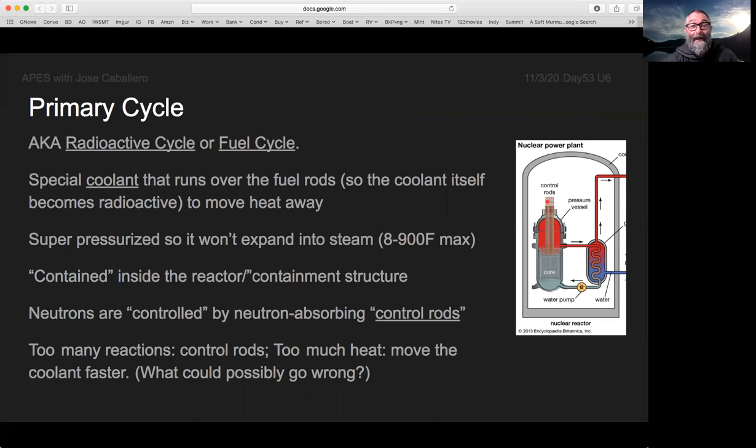Tomorrow we're going to blow that. Tomorrow we're going to break reactors. It happens all the time. So we have some famous examples to show you. But first we got to finish with the reactor.